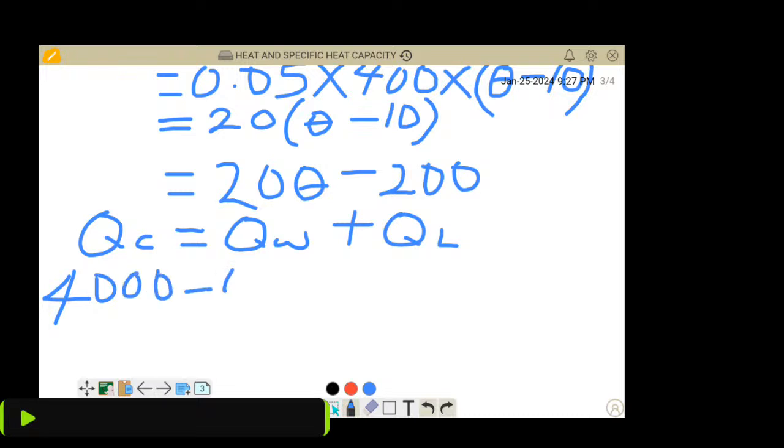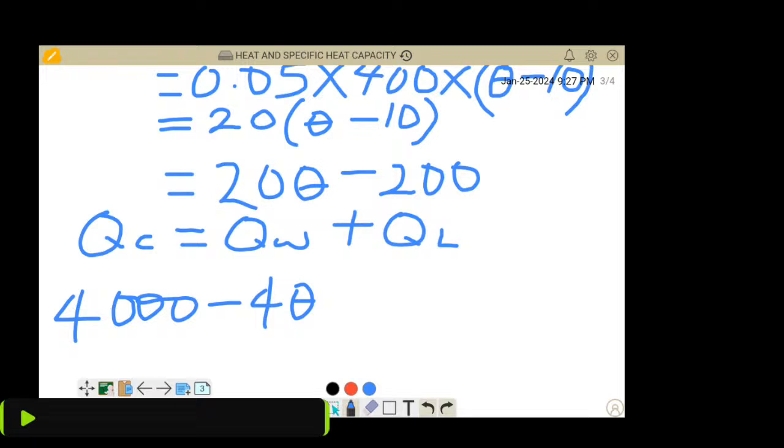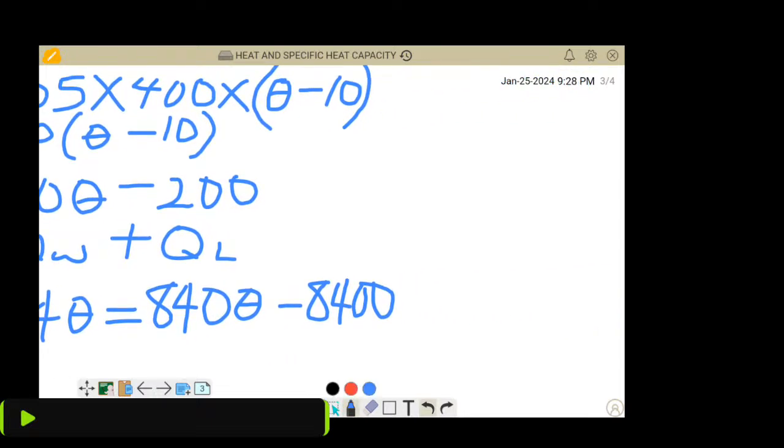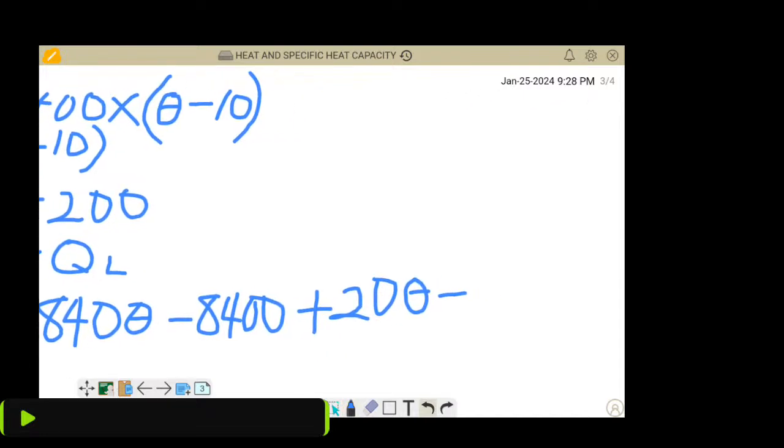So we can easily write that one as saying 4,000 minus 40 theta. So let me give it space so that it will be very clear. 4,000, that is heat lost by copper metal, and that is equal to heat gain by water, which is equal to 840 theta minus 8,400, plus heat gain by the copper metal, which is equal to 20 theta minus 200.